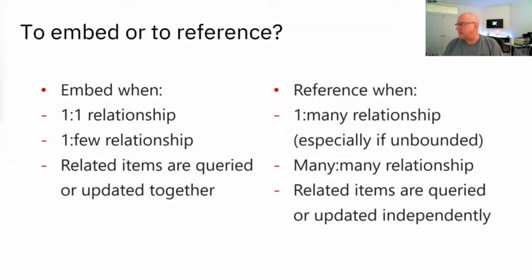The other is many-to-many relationships. Now, our product tags table, where I've got many products and many tags, this is another one where we want to add this and do it as a reference. And I'll show you later on when we get to the product tags how we handle that kind of situation. The other scenario, too, is when the related items are queried or updated independently. In particular, the scenario around updated independently is really important.